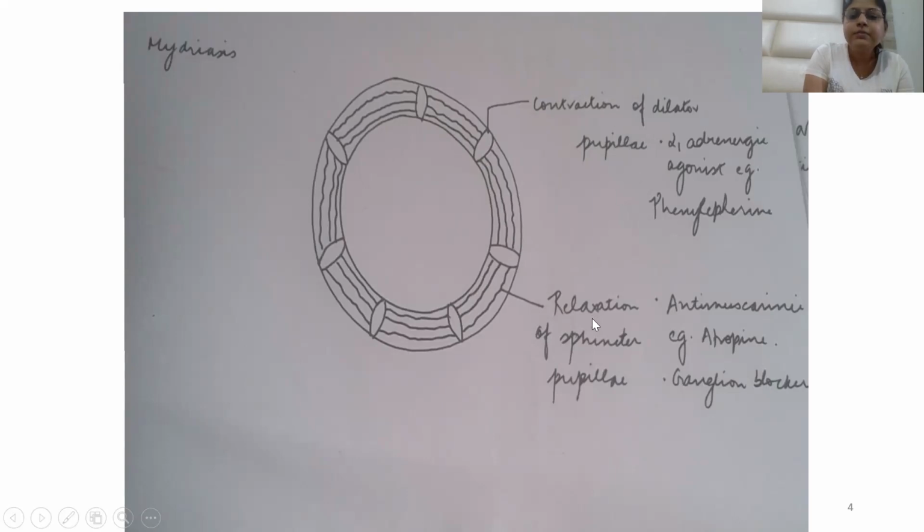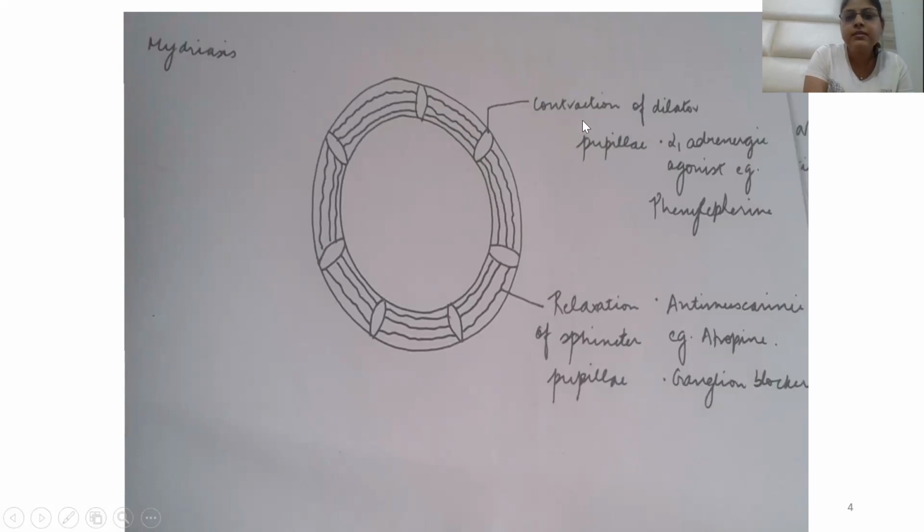And passive mydriasis is by the relaxation of the sphincter pupillae muscles, that is, the M3 receptors are blocked. These antimuscarinic drugs block the receptors, and that will lead to overactivity of the dilator pupillae muscle. This overactivity of the dilator pupillae, or the sympathetic nervous system, will lead to passive mydriasis. That is, there will be increase in size of the pupils.